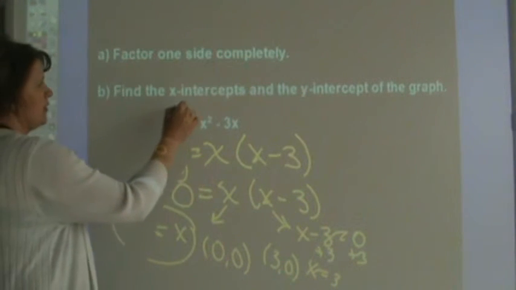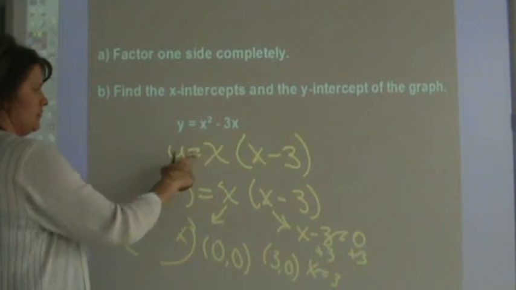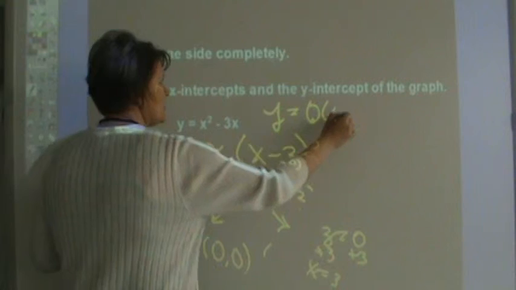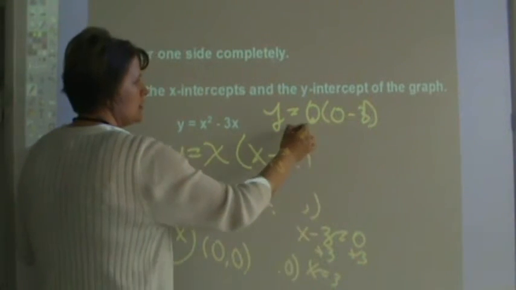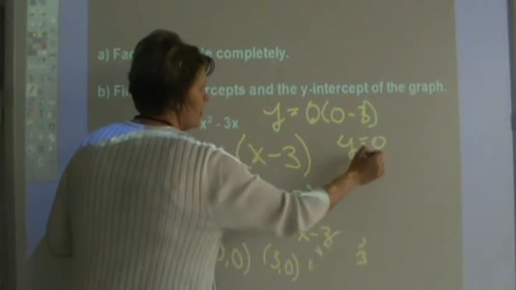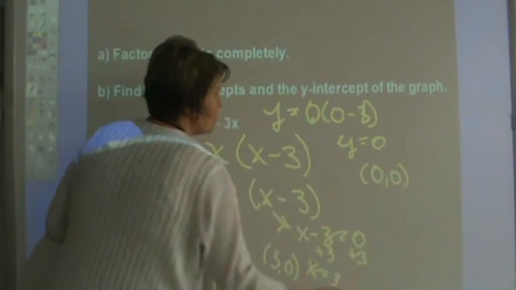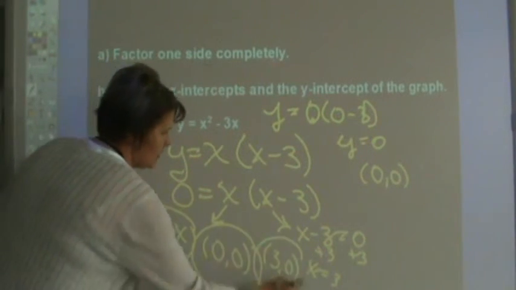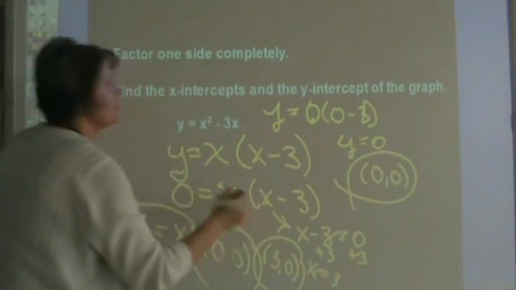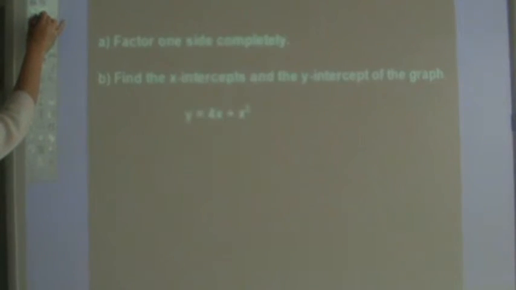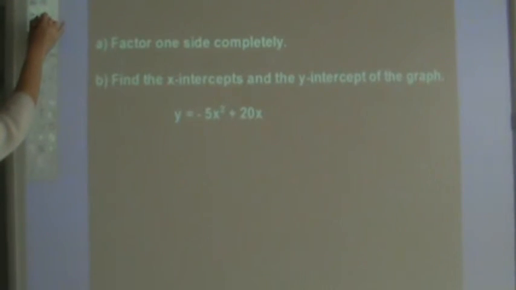Okay? Then you put 0 in for x right here. So 0 times 0 minus 3. So that'd be negative 3 times 0 is 0. So y would be 0. So my y-intercept is 0, 0. That's the gist of it. Here's your x-intercepts. Here's your y-intercept. I mean, we could do a bunch more like this, but really they're all kind of the same.